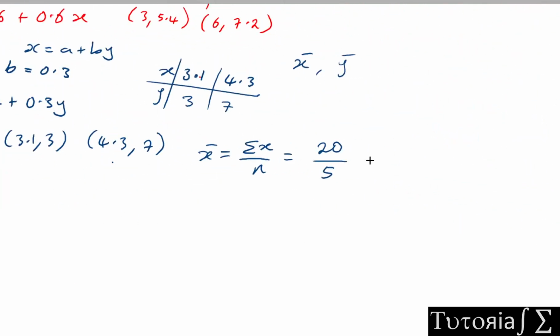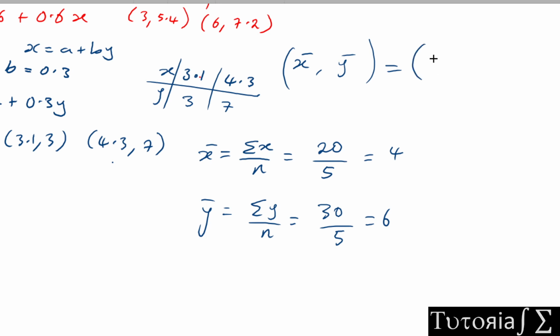And when we simplify this, we're going to have 4. Okay, that is x bar. Then y bar is equal to the sum of y over n. Again, the sum of y is 30 divided by 5, which will be equal to 6. So we see that these should meet at (4, 6). Okay, the two lines should meet at (4, 6).